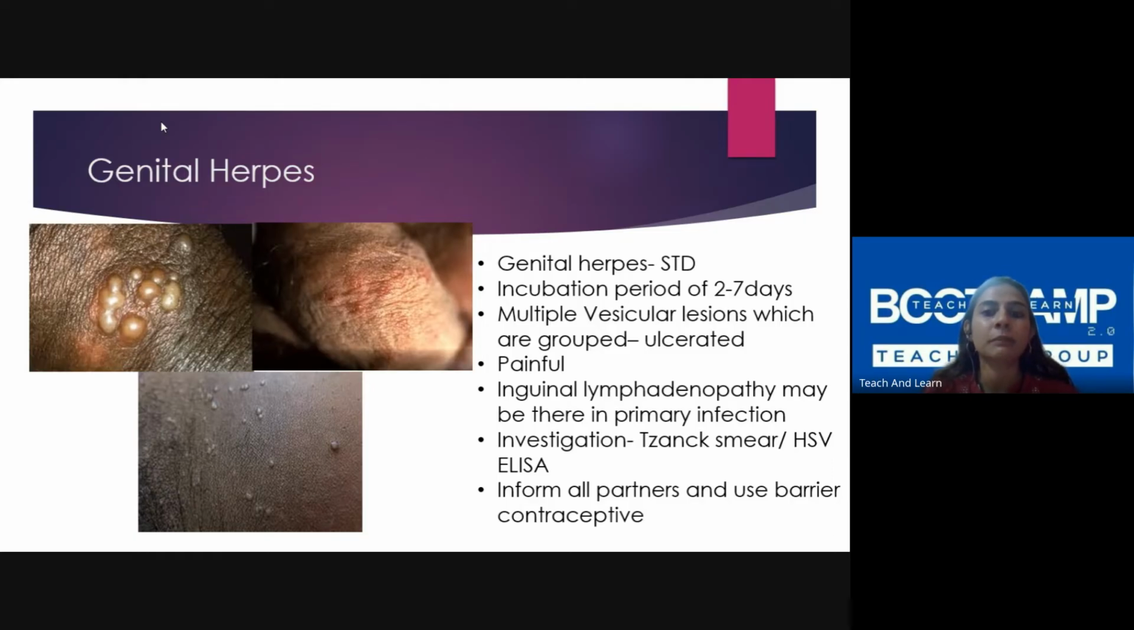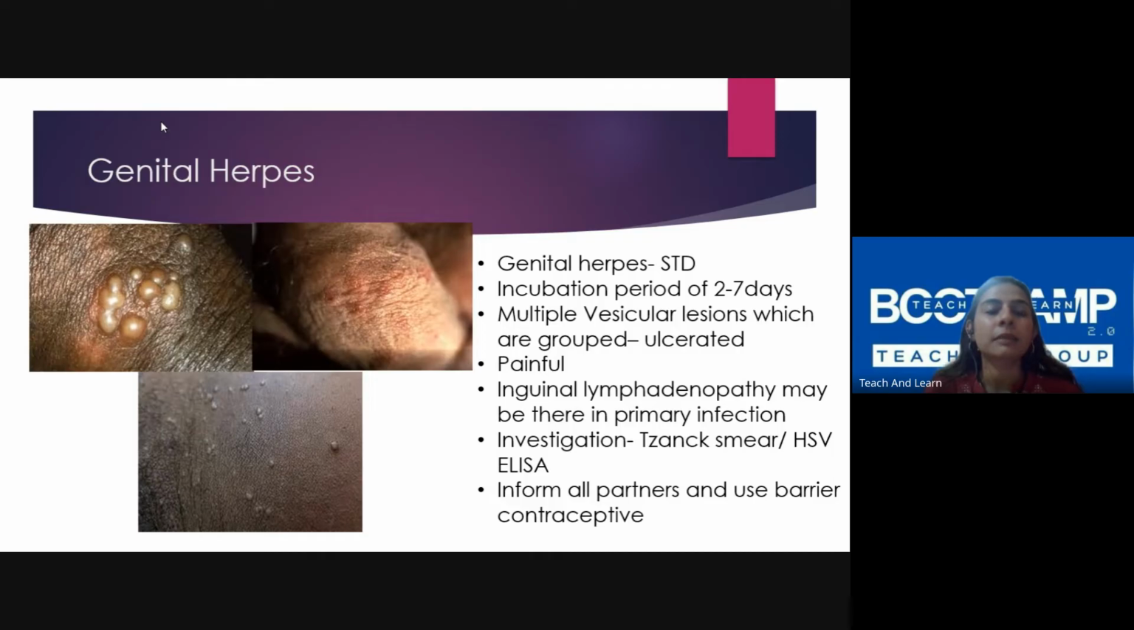So what are you going to see? Multiple vesicular lesions will be there. There will be fluid-filled lesions, and they are grouped together. It can even ulcerate also. It is quite painful. There might be inguinal lymphadenopathy in primary infection.